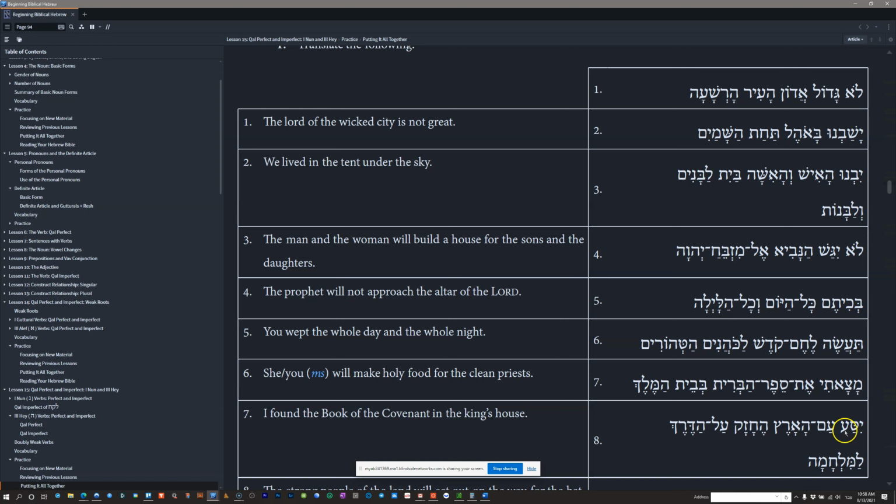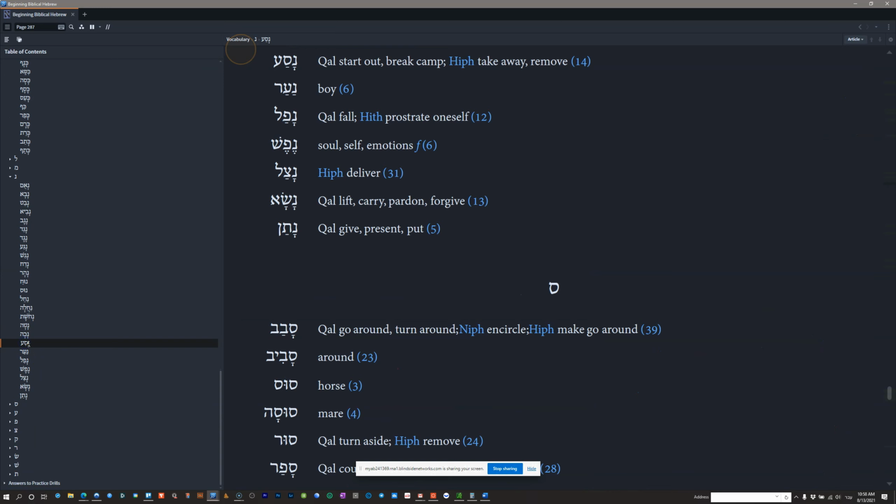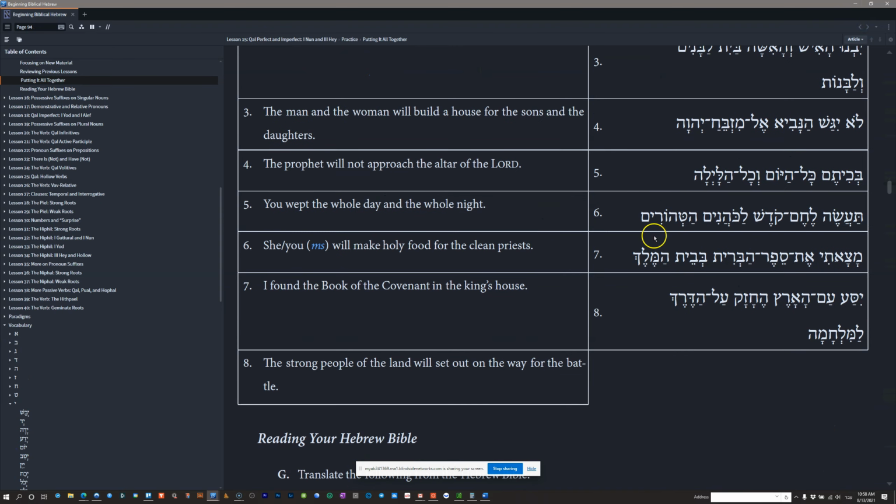All right, so this is nasa. I'm pretty sure, oh man, there's also a nasa that ends with an aleph. That means to take up or lift up, or it can mean forgive, to remove, to take away. But the nasa with the ayin, I'm going to have to look up here. That is to start out. Okay, so this is to begin a journey or to get on the move. So we've got yod heric is cal imperfect 3ms. He started out.